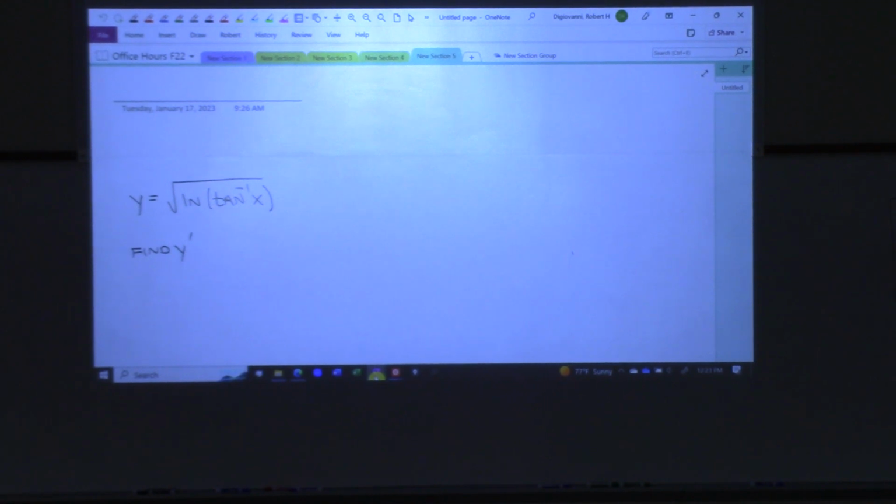All right, were you going to ask a question? I'm trying to start this problem out. So how many functions do you see there? You've got a square root, right? You've got a natural log, and then you've got tangent inverse. There are 3 different functions, right? One inside of the other, one inside of the other. So when you take a derivative of that, it's called composition.